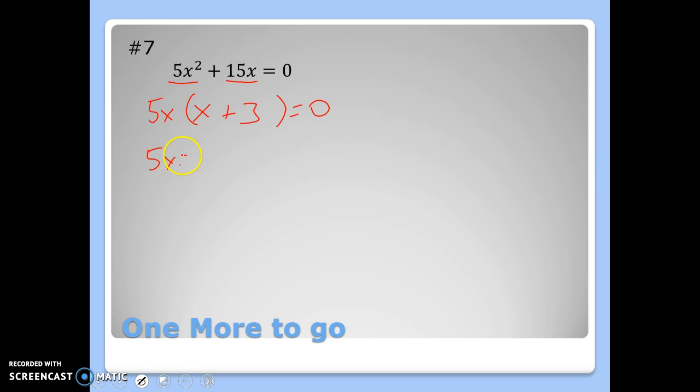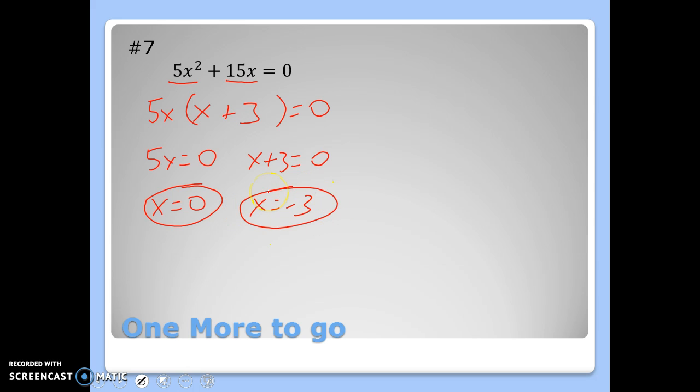Either the 5x is 0, or the x plus 3 is equal to 0. So the first equation, if I divide by 5, I'll get x is 0. The second equation, if I subtract 3 from both sides, I'll get x equals negative 3. And you want to plug those in to check to make sure those are correct, which they are, and then those are your solutions.